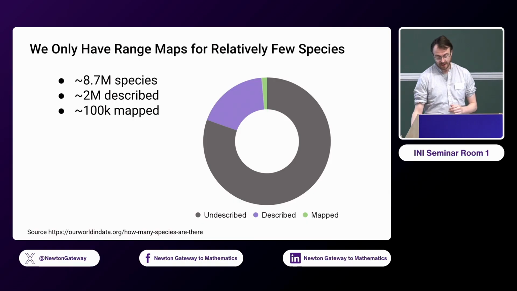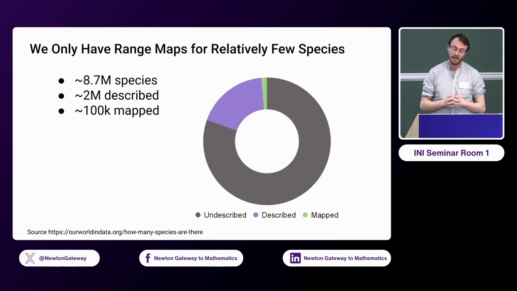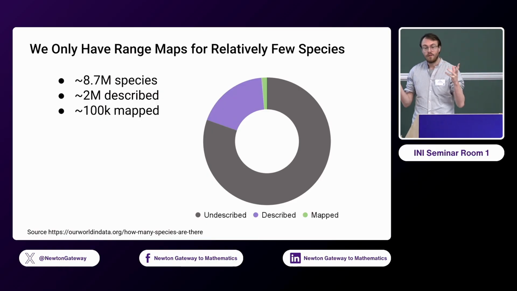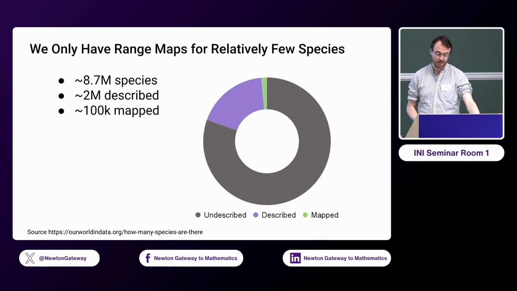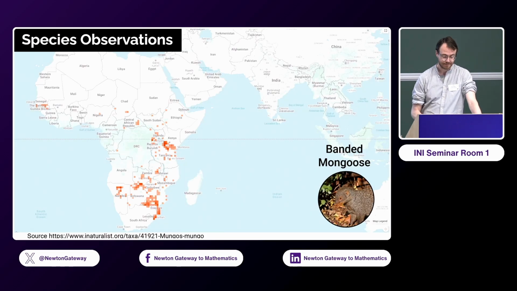Of the about 2 million species that have been described by science, only about 100,000 have been mapped to any degree of reliability. That's not even taking into account the huge number of species that are yet to be described and discovered. So there's a huge gap here in our knowledge of where these things are.